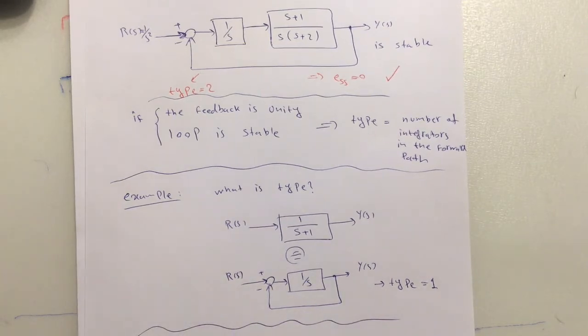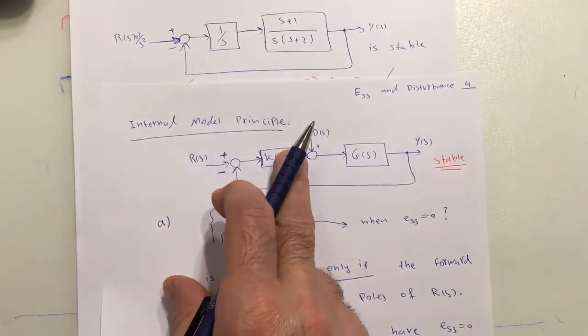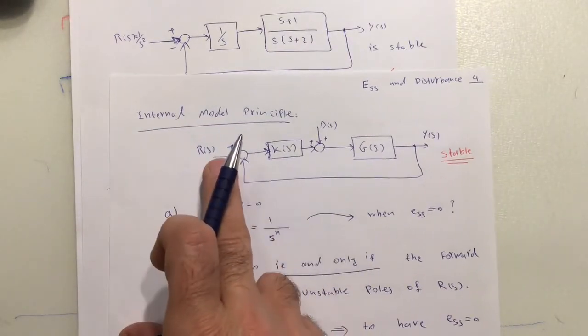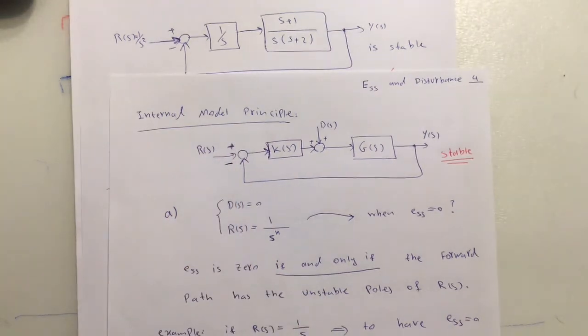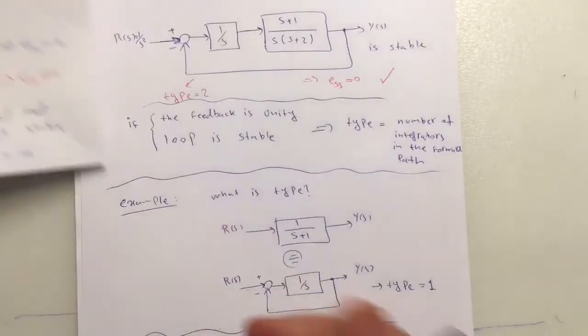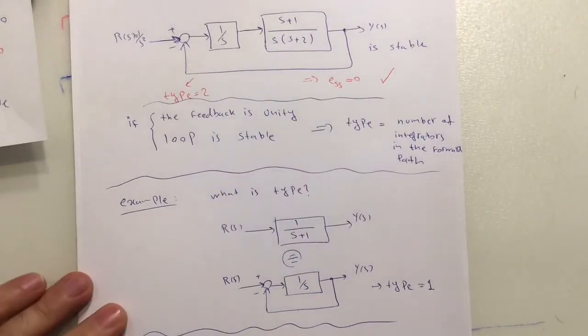Okay, that was the first part of the theorem. In the second part of the theorem, we are talking about the internal model principle. The first part was about having disturbance equal to 0 and we have the reference. And the second part is actually the opposite.